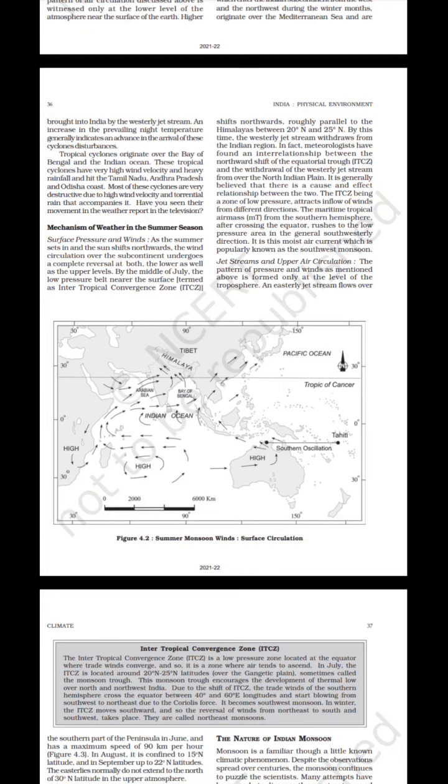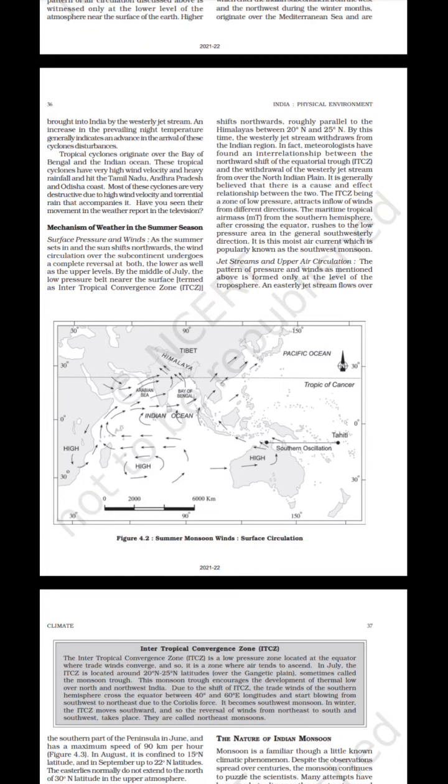The ITCZ, being a zone of low pressure, attracts inflow of winds from different directions. The maritime tropical air mass from the southern hemisphere, after crossing the equator, rushes to the low pressure area in the general southwesterly direction. It is this moist air current which is popularly known as the southwest monsoon.